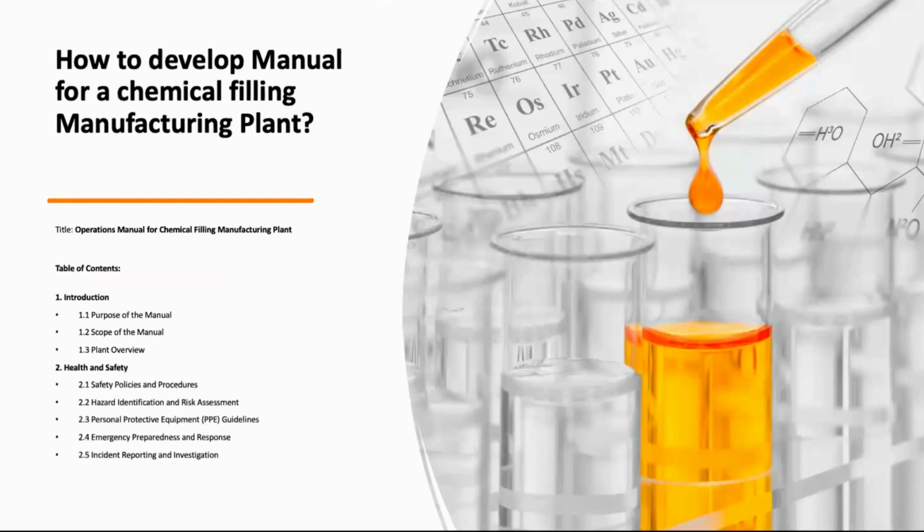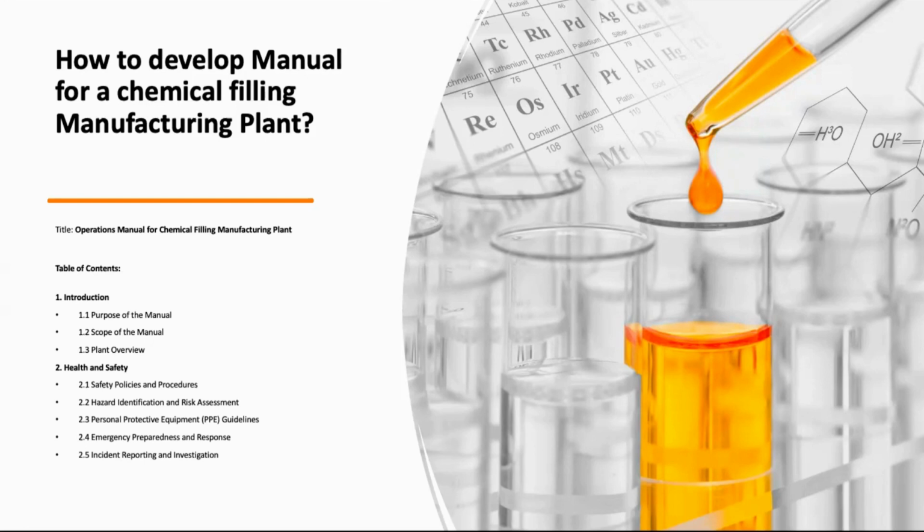So here comes the next part, in which we are going to discuss an example with complete details of how a manual is being prepared or developed, for example, in case of a chemical filling manufacturing plant. So what format you will have to follow to prepare this type of manual, here I am going to explain in detail. So first of all, gentlemen, you will write the title.